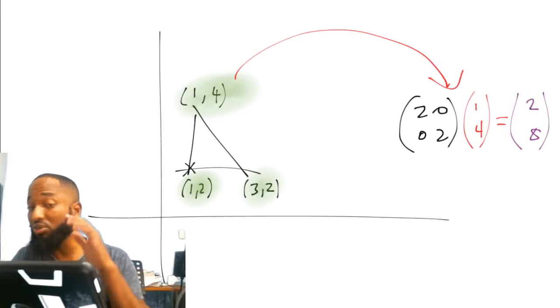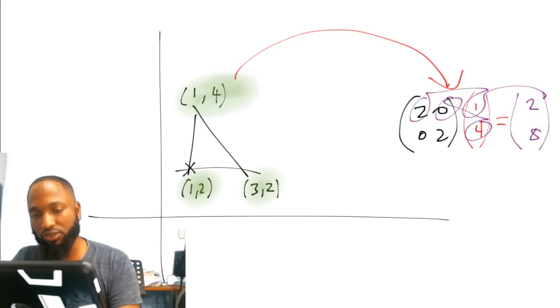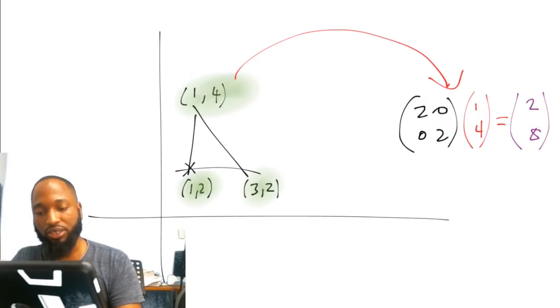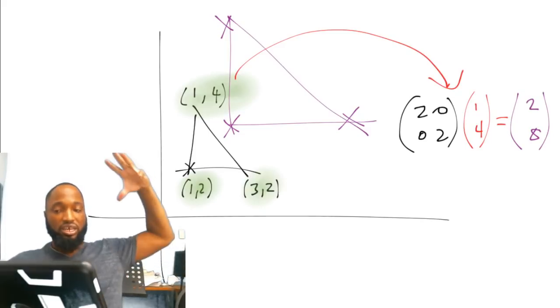2, 8. I just do the multiplication really quick, because 2 by 1 is 2, 0 by 4 is 0. And 0 by 1 is 0, 2 by 4 is 8. So in the end, you'll end up with 2, 8. So in other words, the new point is going to be 2, 8. In the end, you're going to end up with a triangle looking like this, something like this, that is enlarged twice.